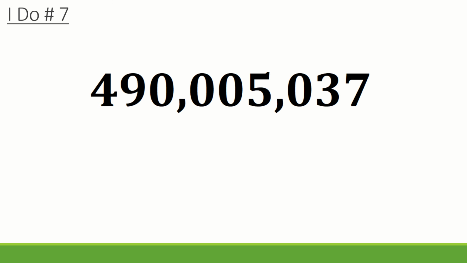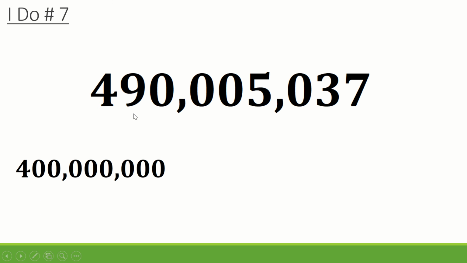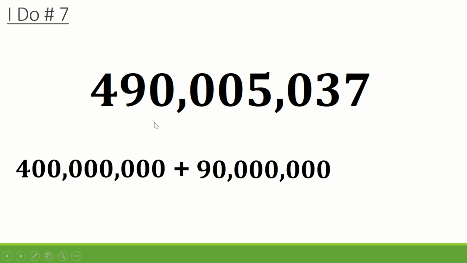So now we have one last one, which reads as 490,005,037. So it's spanning 3 periods, our ones, our thousands, and our millions. This 4 is in the 100 millions place, so that means that it has a value of 400 million. This 9 is in the 10 millions place, so that means it holds a value of 90 million.